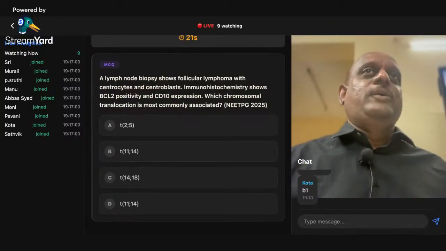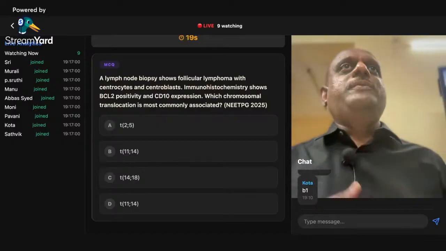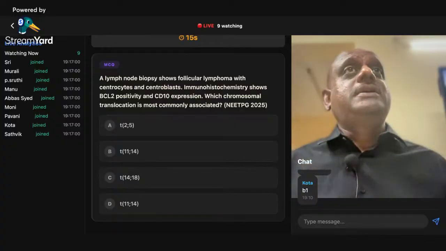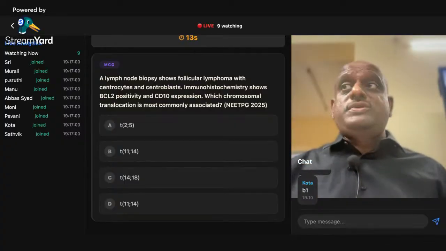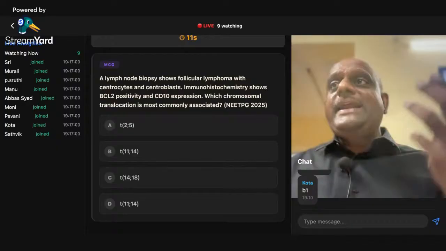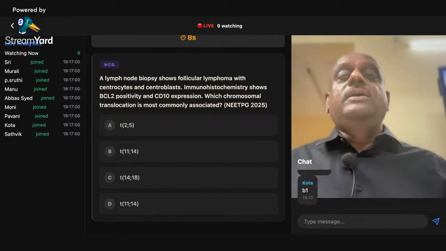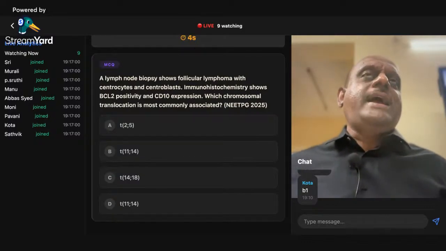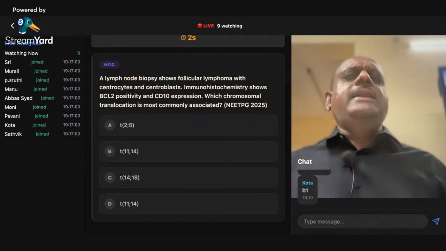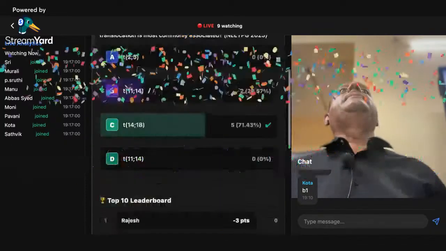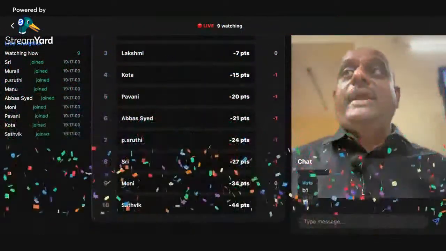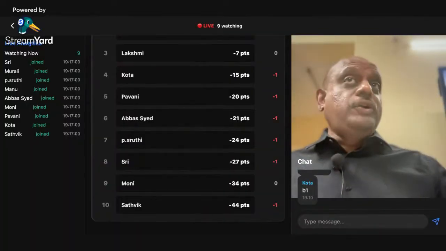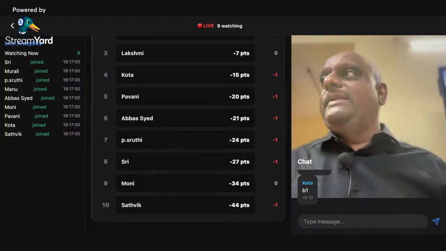You asked and it came. They serve one leukemia and also one lymphoma in every exam. It has centrocytes, centroblasts, and immunohistochemistry shows BCL2 positivity, CD10 expression. What is most commonly associated? The one who didn't go prepared to the exam on ALL, AML, CLL, CML, and APL, right? And hairy cell leukemia. Totally gone. 5 of you correctly answered. T(14;18). Excellent, doctor.